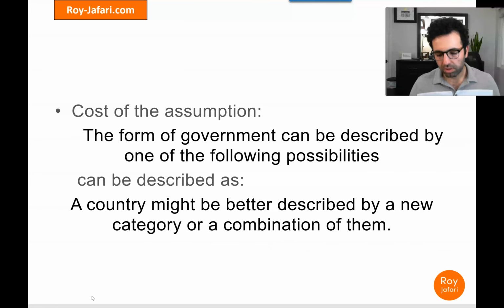Another assumption was that the form of a government can be described by one of the following possibilities. What's the cost here? The cost is that there might be a country that a newer category might describe better, or a combination of the categories can describe them better.